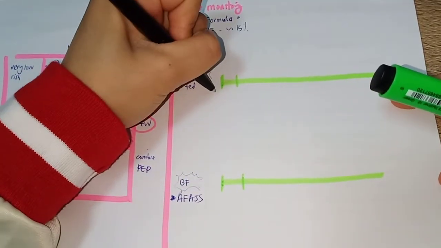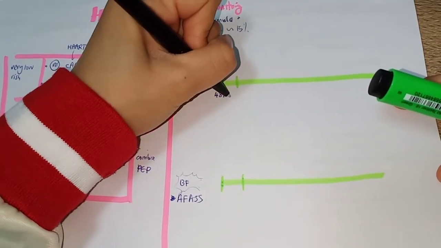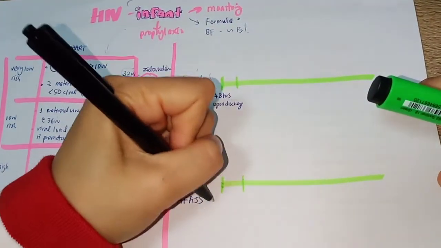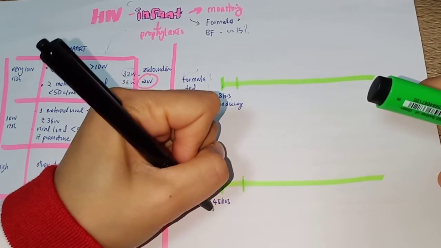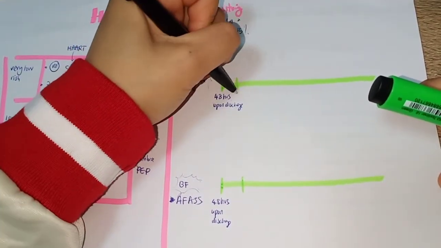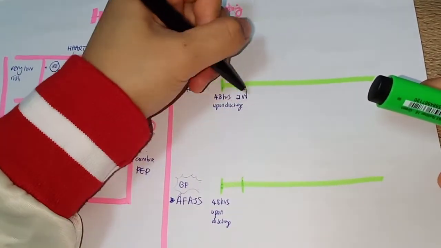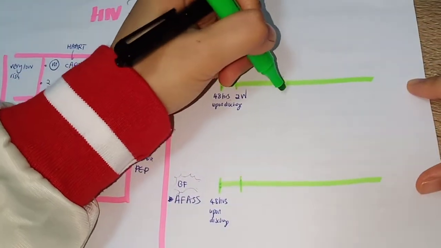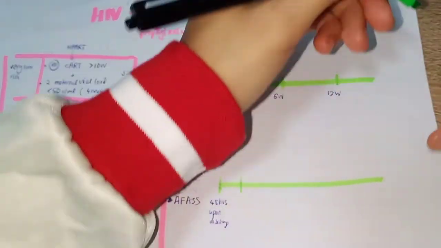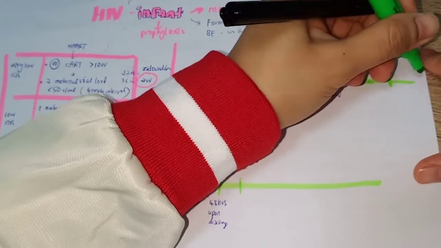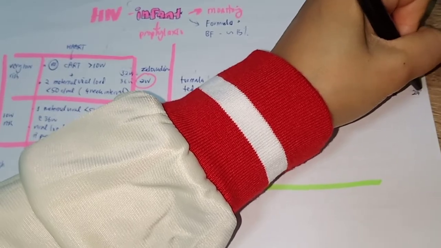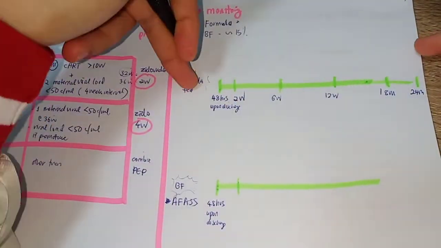Both have to be tested within 48 hours and also 48 hours upon discharge. For the formula fed child, they need to repeat at 2 weeks, and then 6 weeks and also 12 weeks. Another test will be taken at 1 year and a half or 18 months, and 2 years old, 24 months. That is for the child on formula feeding.